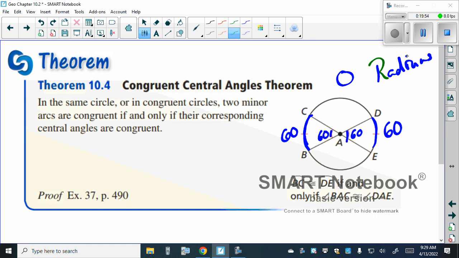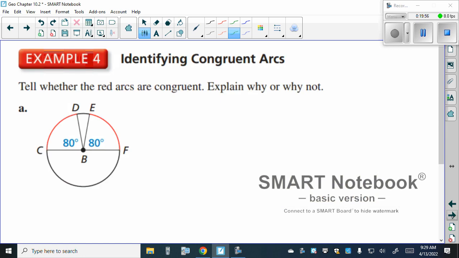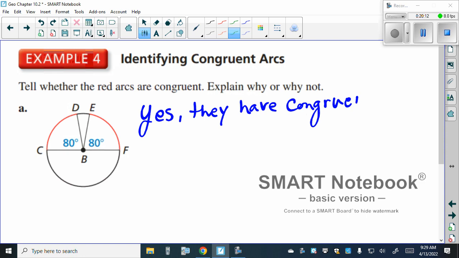Can you tell whether the two red arcs are congruent? Yes. They have congruent... What would we call them? Not just angles. Central angles. Because the angles whose vertex is in the center of the circle are central angles.